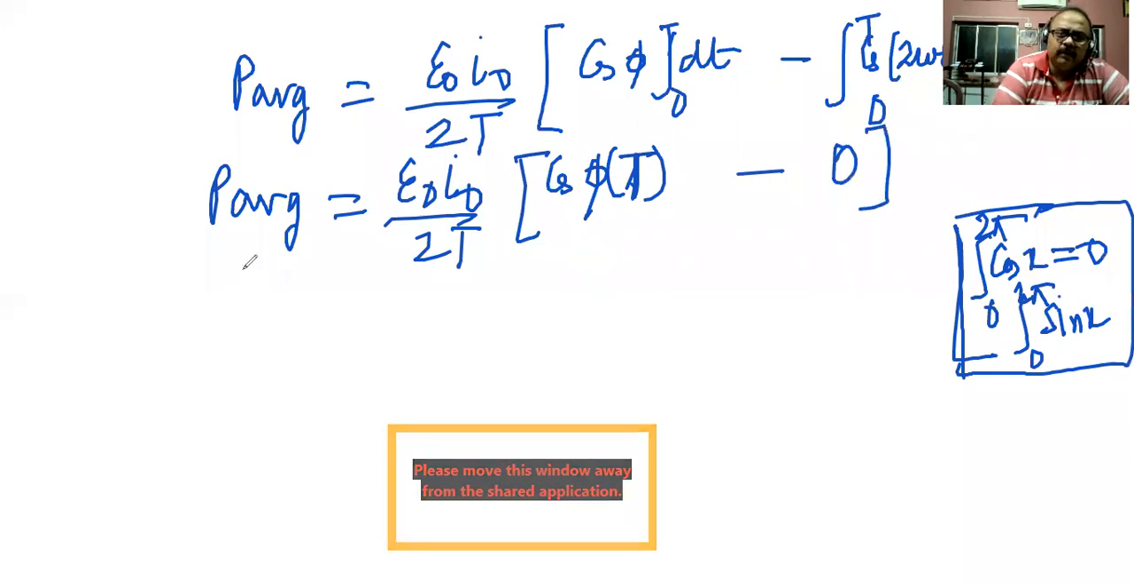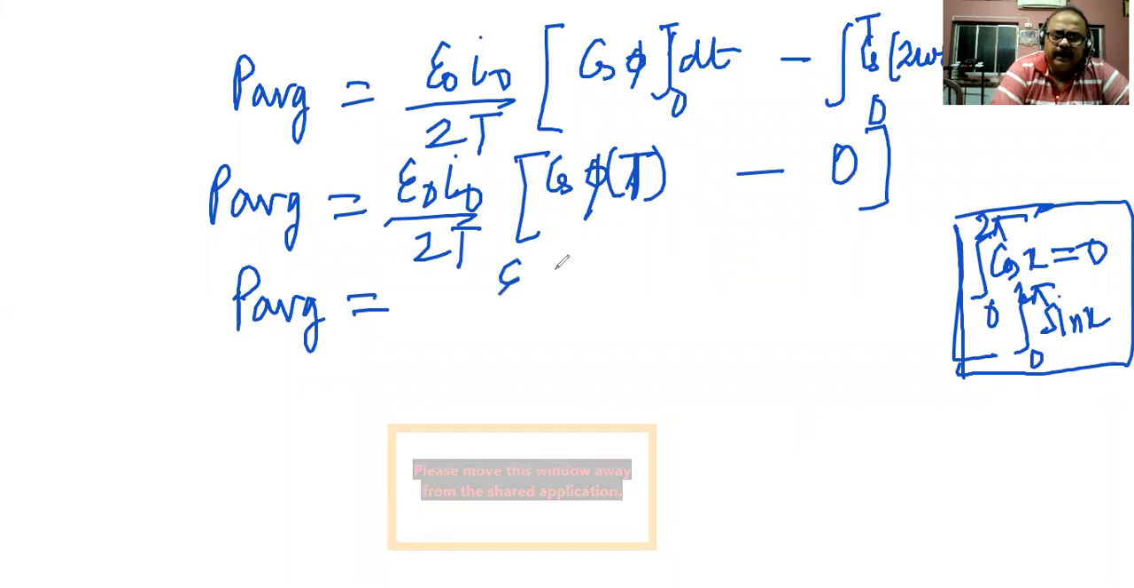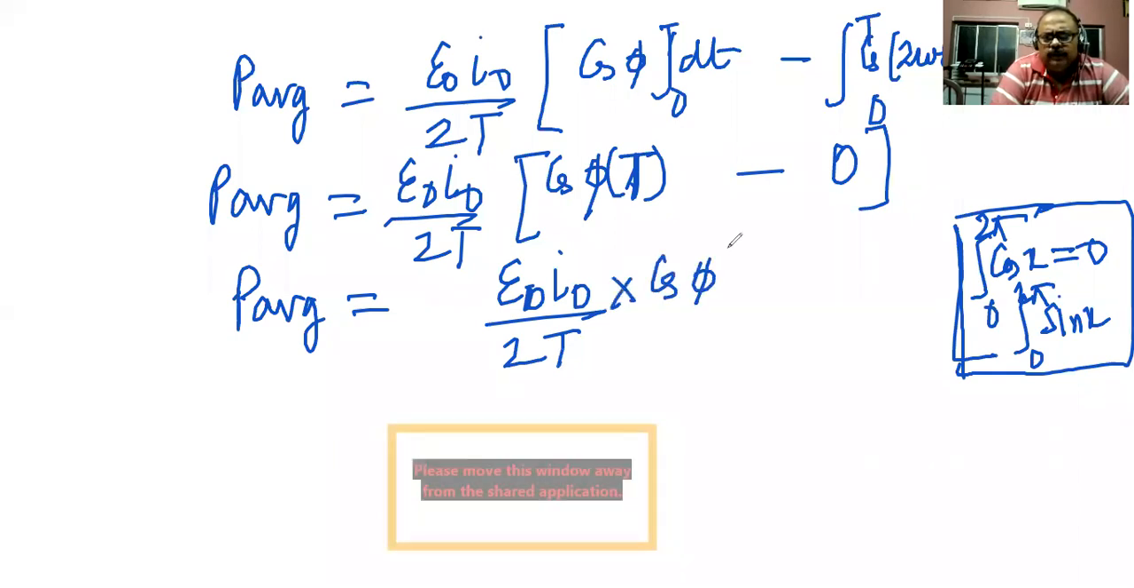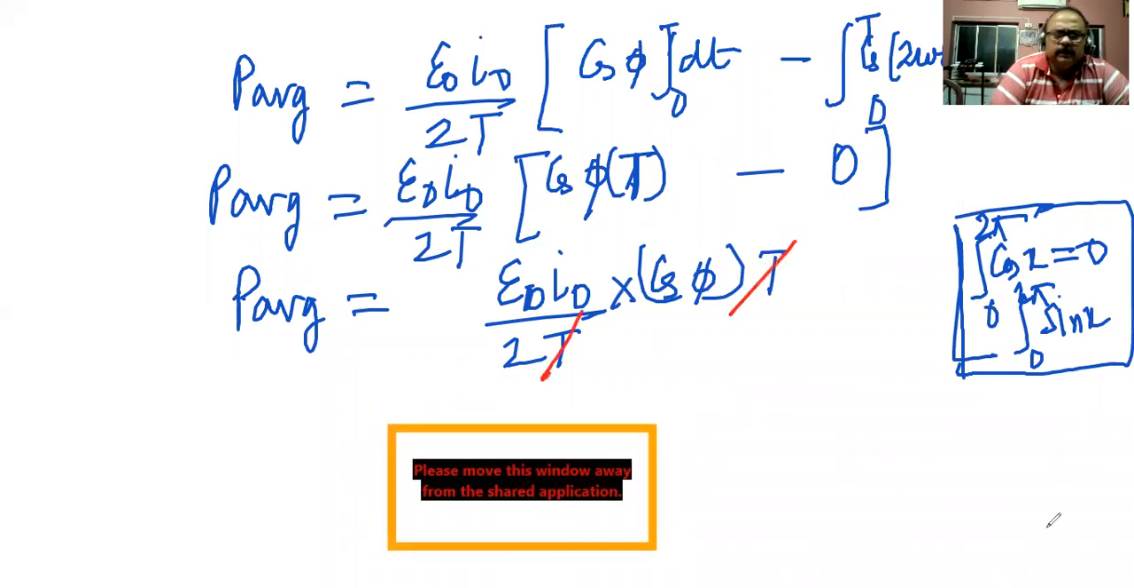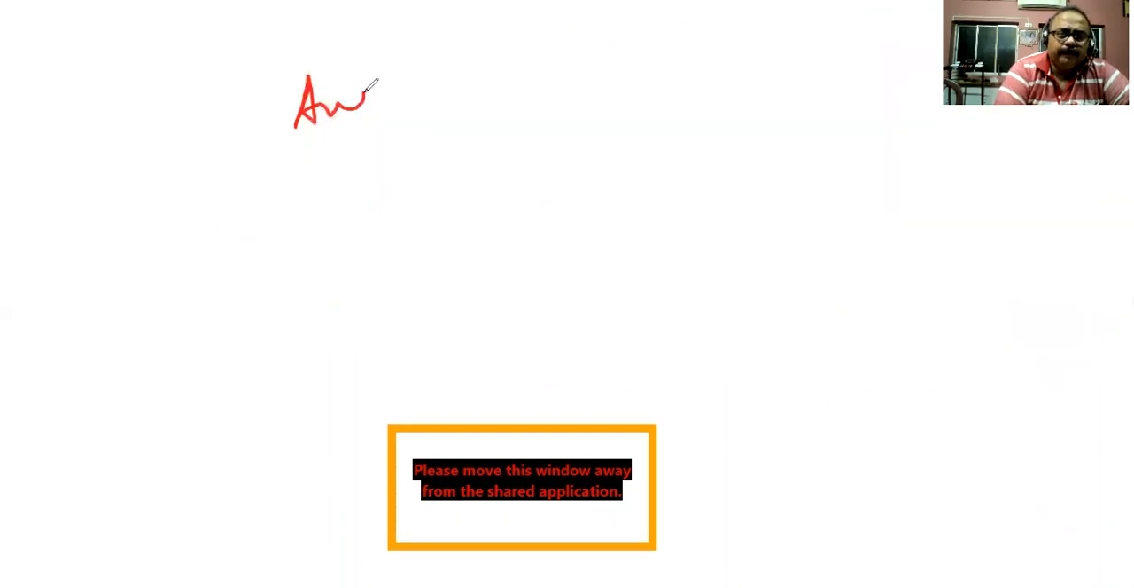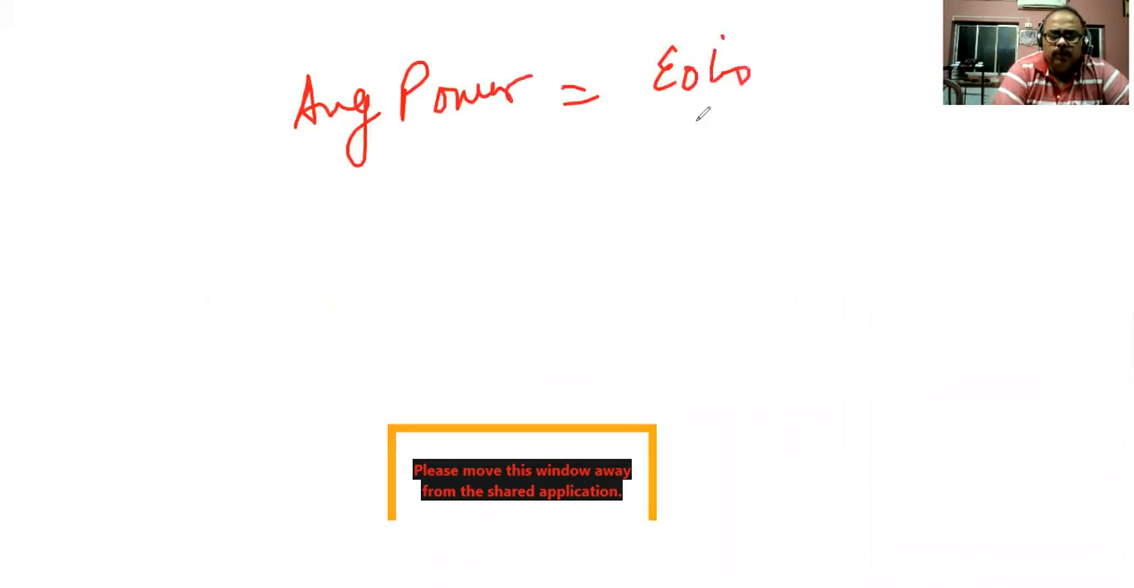So what you get actually is the average value. So the average value is equal to E naught I naught divided by 2T into cos phi into T. So this T and this T get cancelled. So we get the value of average power formula. We have got it as E naught I naught by 2 into cos phi.